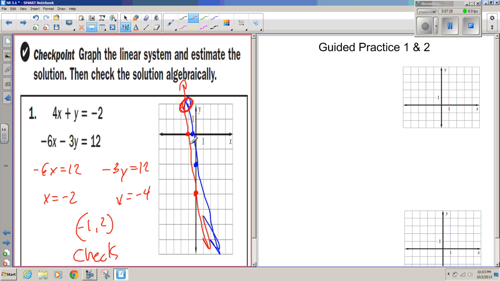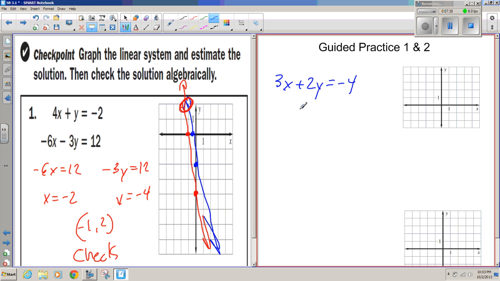So I'm going to do quite a few of the guided practice for you today. Number 1 is 3x plus 2y equals -4. The next equation is x plus 3y equals 1. And now we graph this. You can put it in y equals mx plus b. You can graph the intercepts and draw the line. You can find 2 points however you want to draw the line.